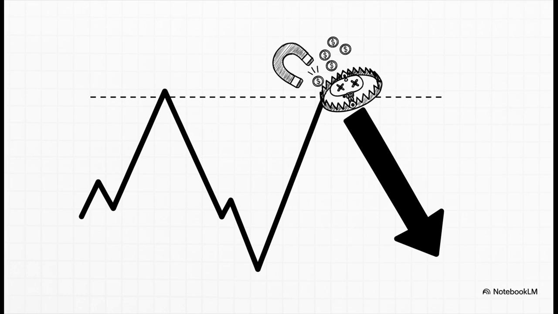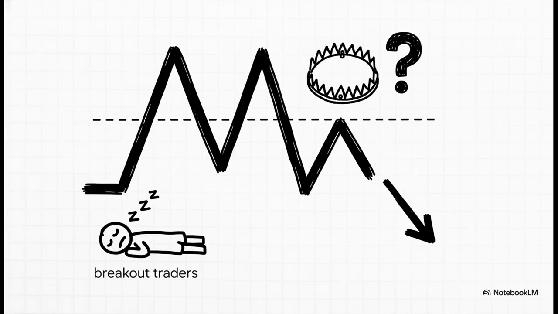It fools all the breakout traders into buying, and at the same time, it triggers all the stop losses from people who shorted too early. The market grabs that fuel, and once the tank is full, the breakout fails and the price reverses hard. This is the pattern that has taken the liquidity. And now, look at the difference. On this one, the second high doesn't break the first.